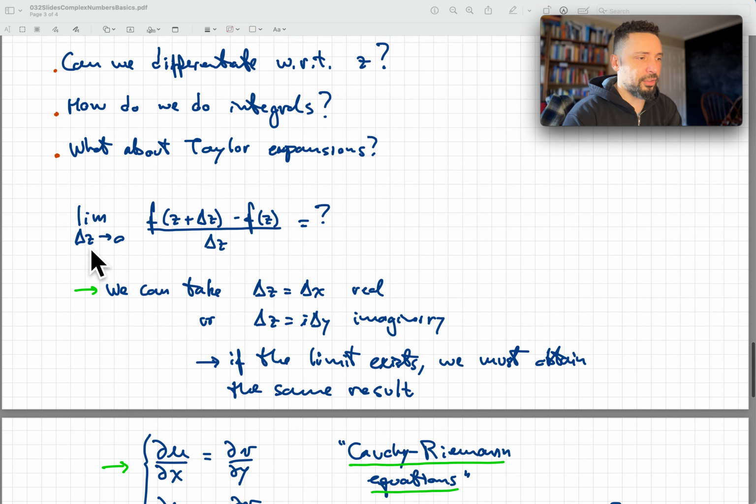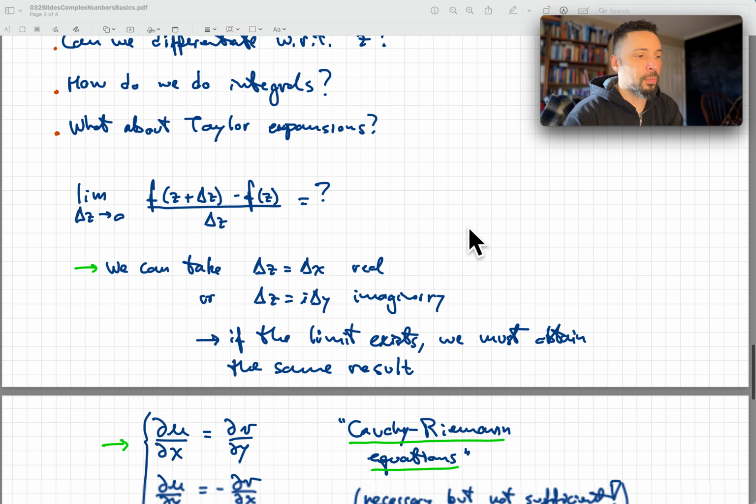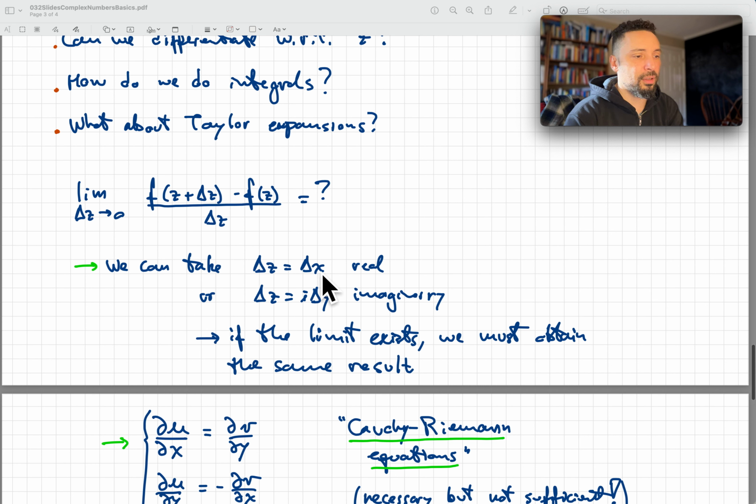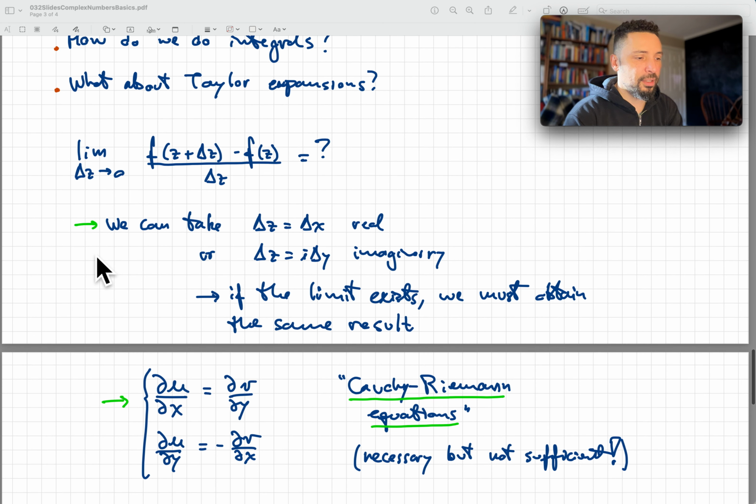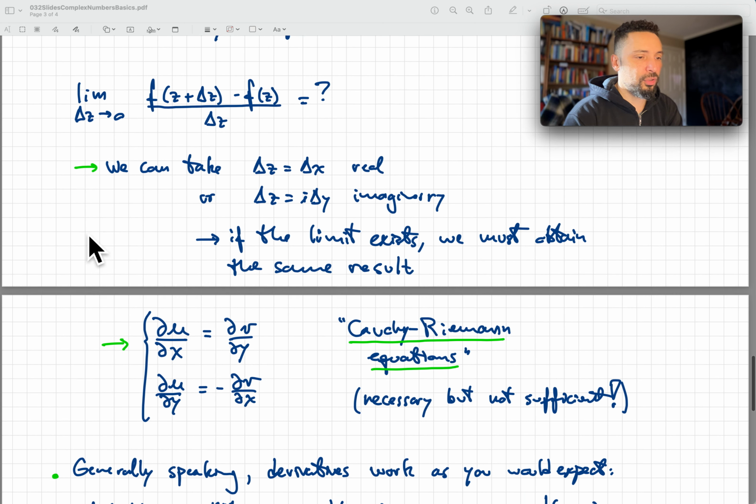So let's start with derivatives. So we go ahead and try to generalize our definition of derivative by simply considering this limit. Suppose that this limit exists. We can take this limit as delta z, a small change in z in the complex plane, goes to 0 of this ratio, f of z plus delta z minus f of z divided by delta z. And if that limit exists, we should be able to take it as delta z goes along the real direction or along the imaginary direction. So we take the limit in a horizontal way. We can take the limit in a vertical way in the complex plane. And if the limit exists, we must obtain the same result here where this question mark appears. And that gives us these conditions called the Cauchy-Riemann equations.